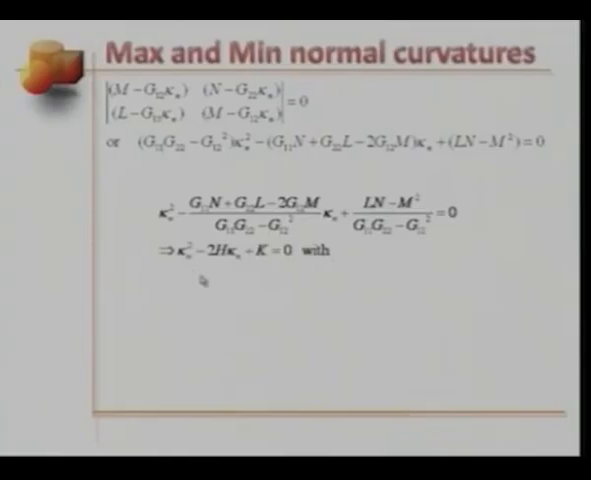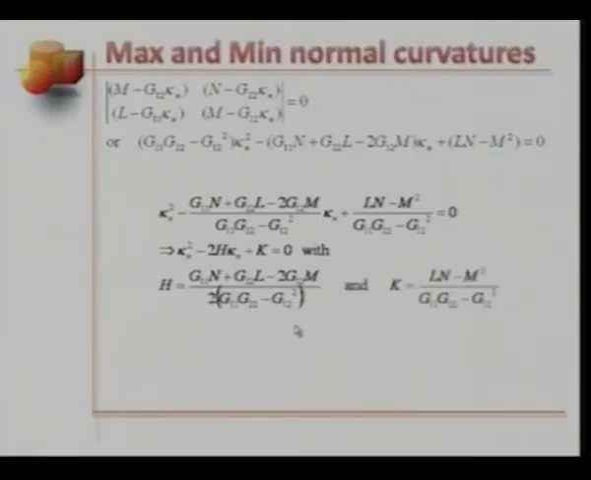In short, we have kappa sub n squared minus 2 times capital H times kappa sub n plus capital K equals 0, with H as this coefficient here, (G11 N plus G22 L minus 2 G12 M) over 2 times (G11 G22 minus G12 squared), and K as (ln minus m squared) over (G11 G22 minus G12 squared), which is this constant here.